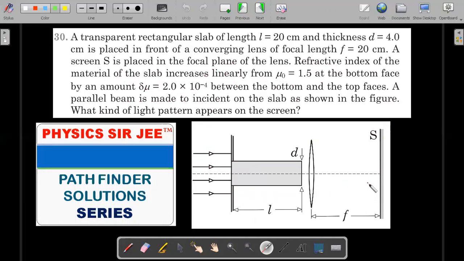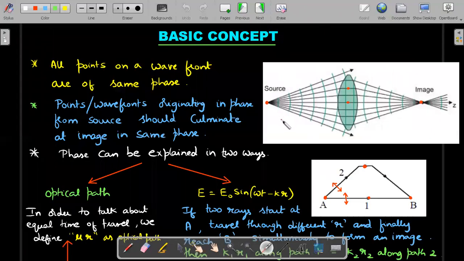In this type of question where the slab's variation of refractive index is given, you should not assume that there is only one ray and all the rays will just go straight. A ray is a mathematical construct, and whenever variable refractive index is taken into account, you need to attempt these kinds of problems using the concept of wavefronts and also the optical path. So in order to understand this better, let's first go through the basics of optical path.